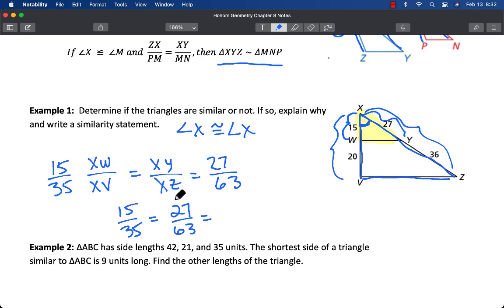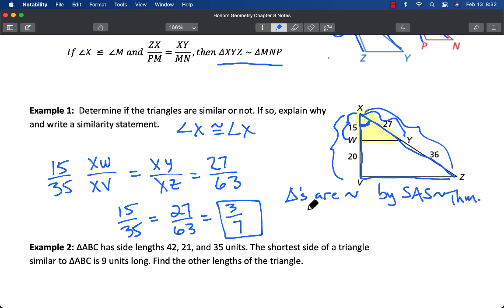I know that 5 goes into 15 3 times, and 5 goes into 35 7 times. So that reduces to 3/7. Likewise, 9 goes into 27 3 times, and 9 goes into 63 7 times. So yes, these both reduce down to the same ratio, 3/7. So we're going to say the triangles are similar by the side angle side similarity theorem. Now we write the triangle similarity statement: triangle WXY is similar to triangle VXZ.